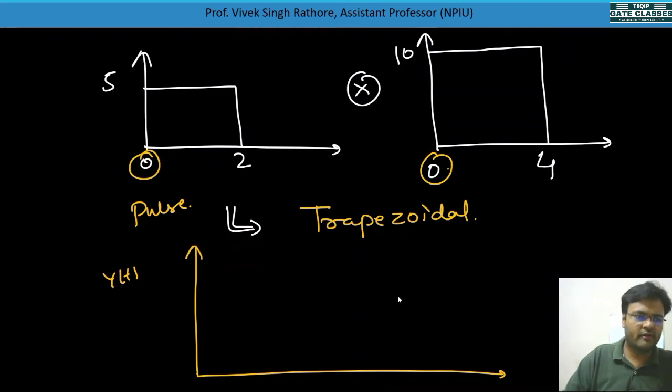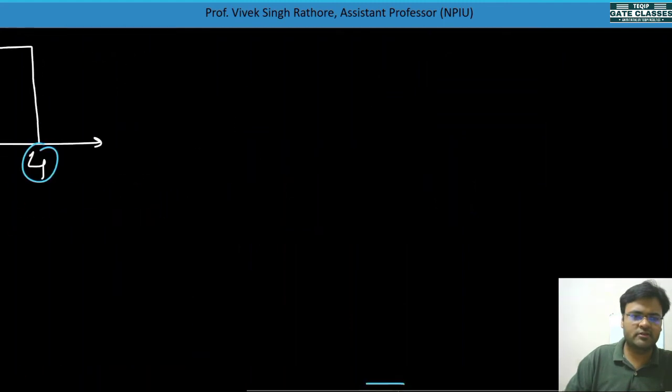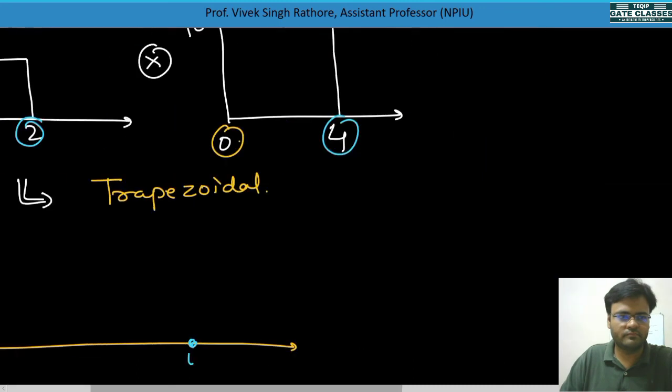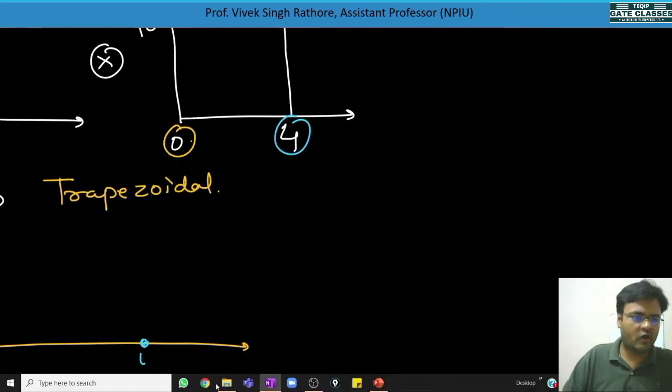So I will mark it here. At this value it will start, and end at how much? This value plus this value, so 2 plus 4 is 6. So at t is equal to 6, one minute. Okay, so for output we'll calculate this value.